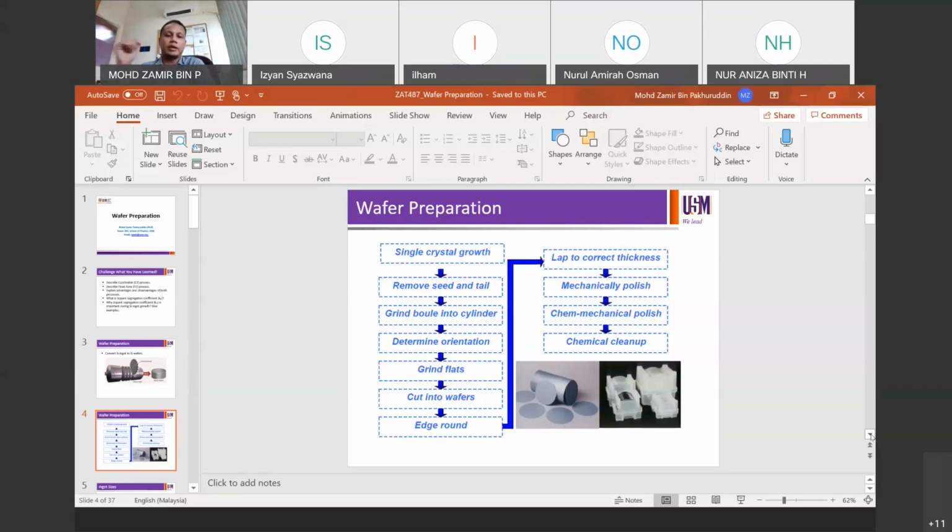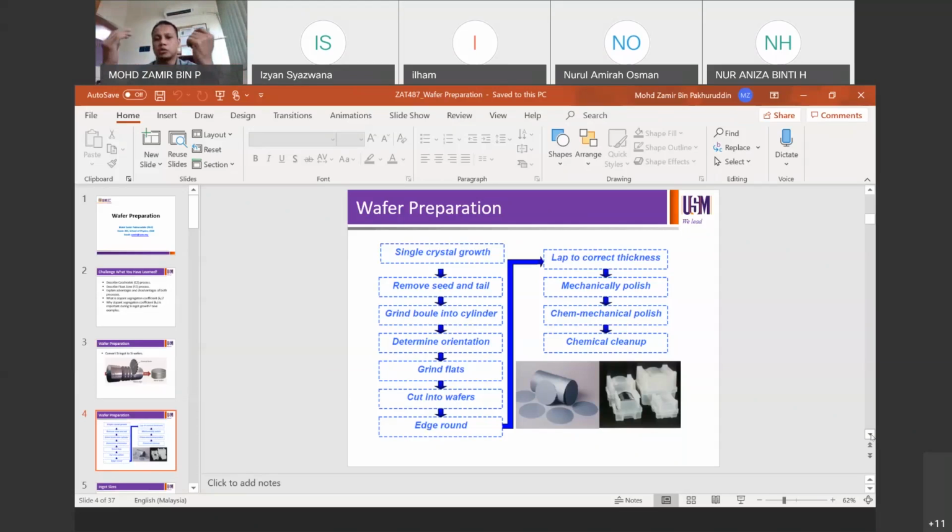Okay, then at the moment you have removed the seed and the tail, we have to grind the bowl into a cylinder. I did mention yesterday that after we finish the growing, the edge of the wafer will not be perfectly round. So we have to grind the whole ingot, or the bowl, if you like, either one is fine, into a perfect cylinder.